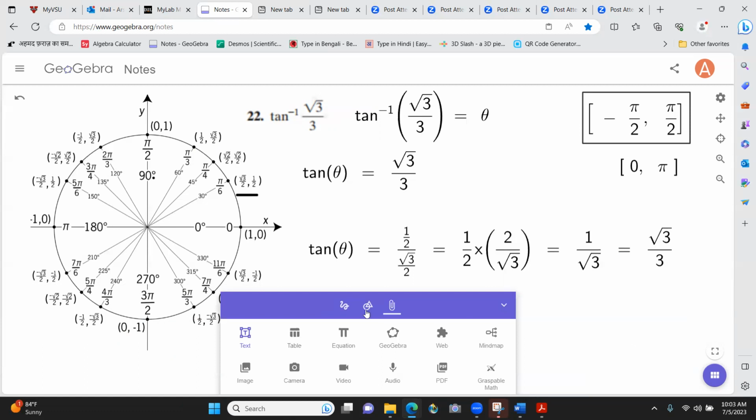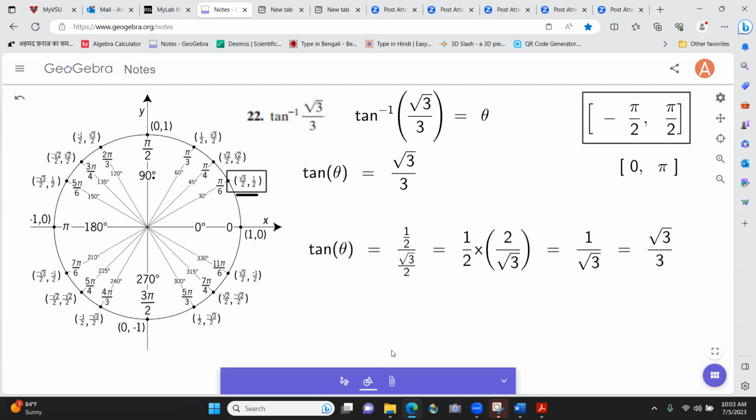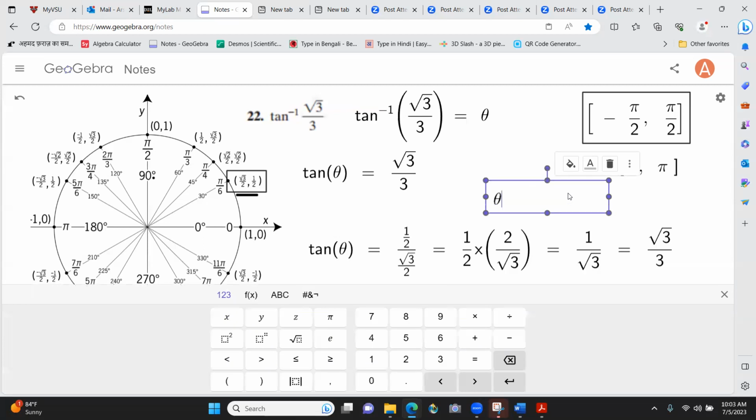Excuse me. I'm going to highlight this. This is the point. And if this is the point, the angle has to be either pi over 6 or theta. So I'm going to write it down. It has to be pi over 6 or theta. I'm going to write it here, then I'm going to put it down so that you will be able to see pi over 6 or 30 degrees.